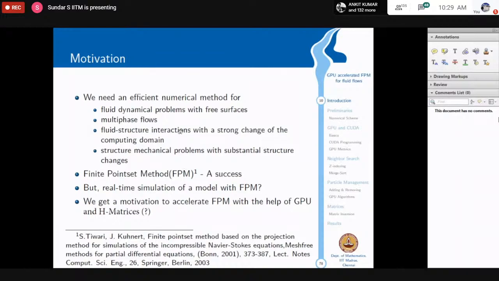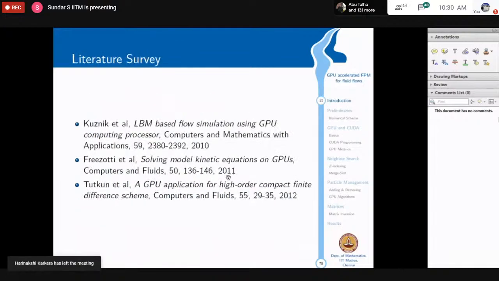So the method which we are using is the finite point set method, which is a very successful method. And I am basically collaborating with this team. The real-time simulation of FPM, the finite point set method, is a challenge. So here we started with GPU computing on FPM. That is our focus. There is a lot of literature on GPU. Starting from 2010, over the last 5 to 10 years, it is becoming more and more popular and more important.